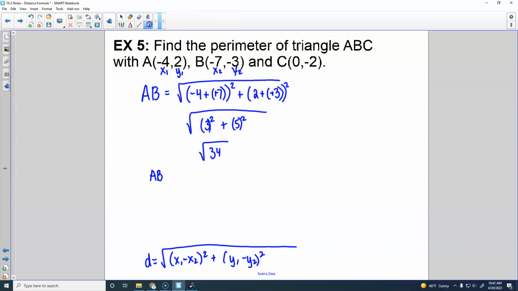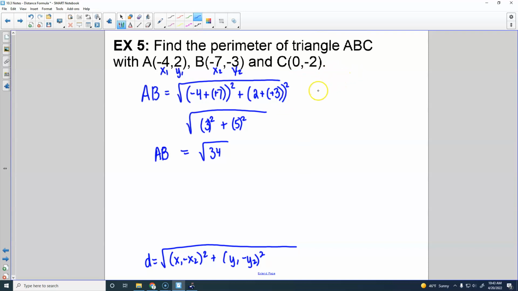And in fact, I am going to leave this right here, AB. It's just going to equal the square root of 34. I can get a decimal if I want. I'm just going to leave it. And the reason is, if you round something wrong, it might mess it up in the end. So I'm going to leave that.